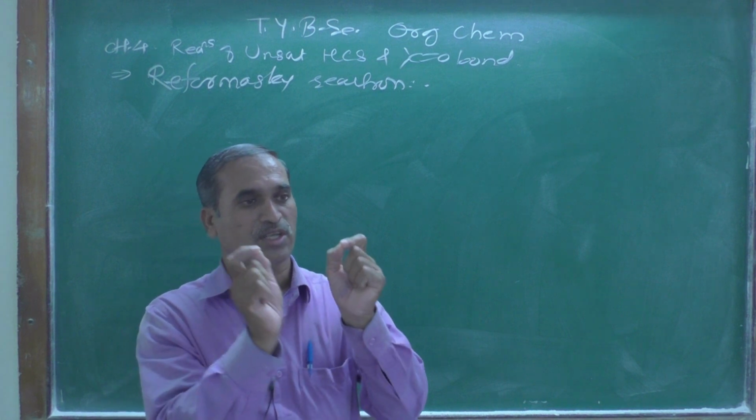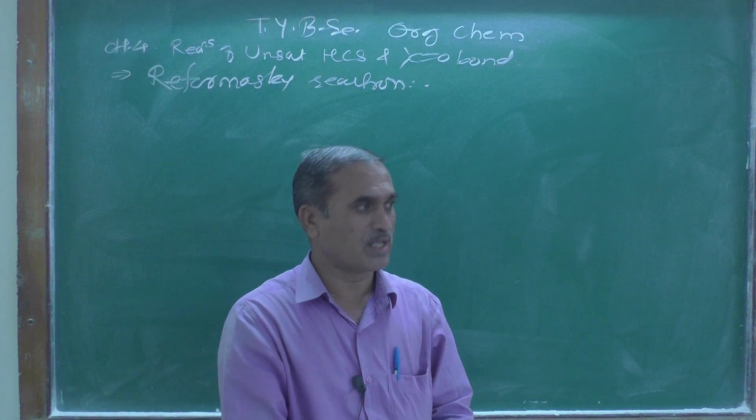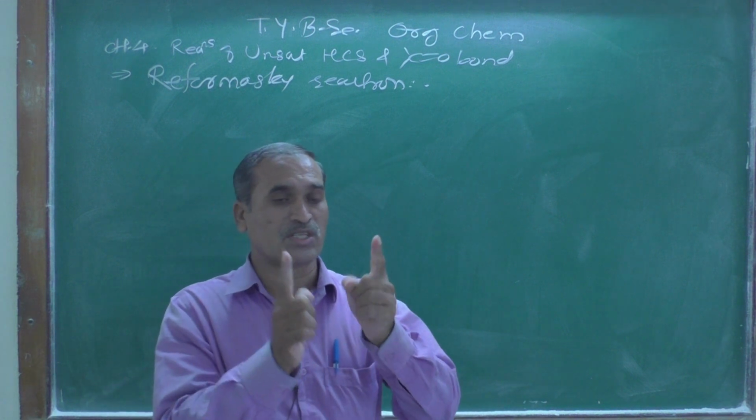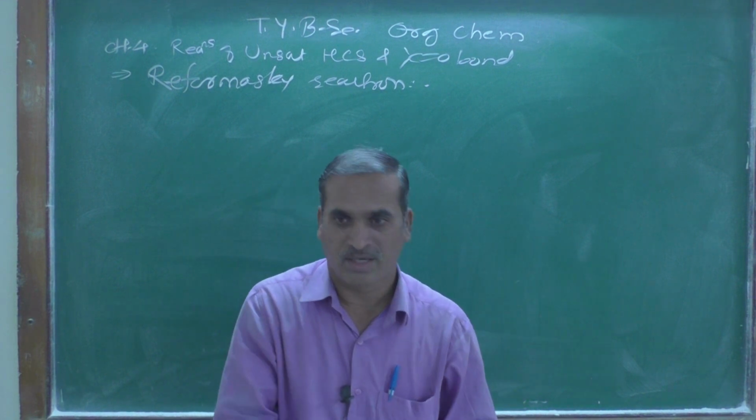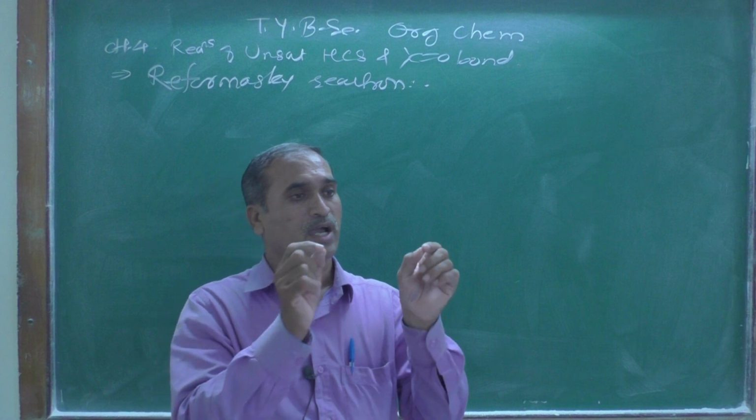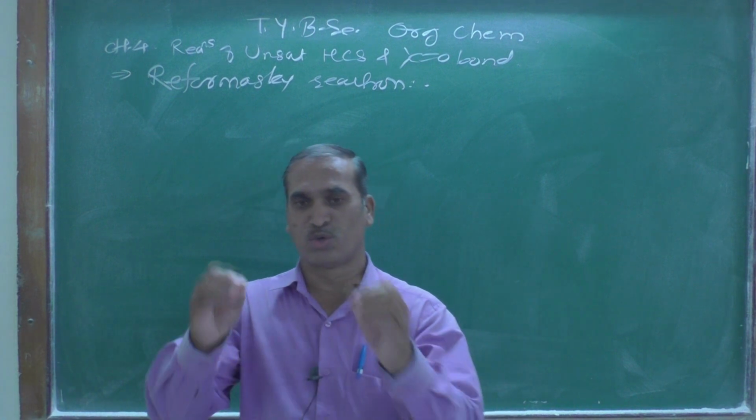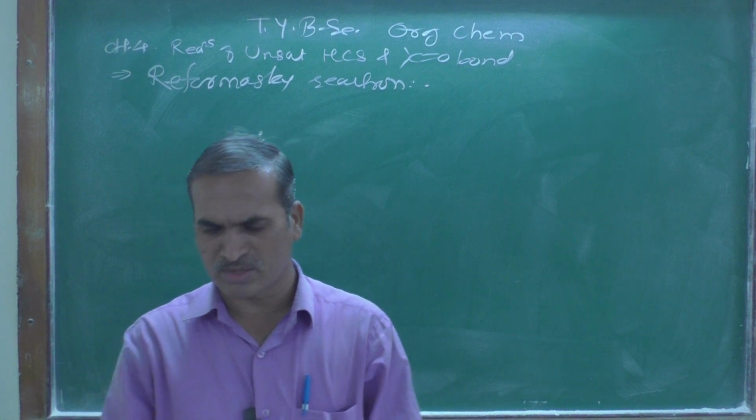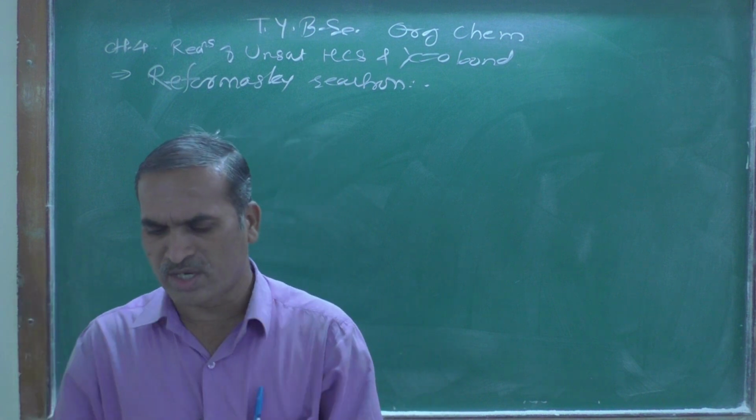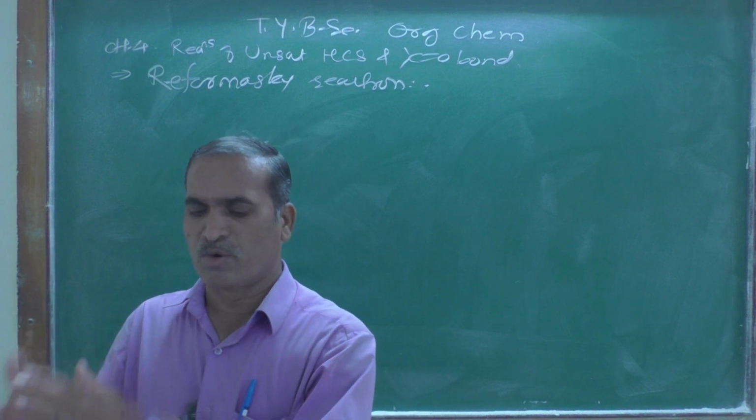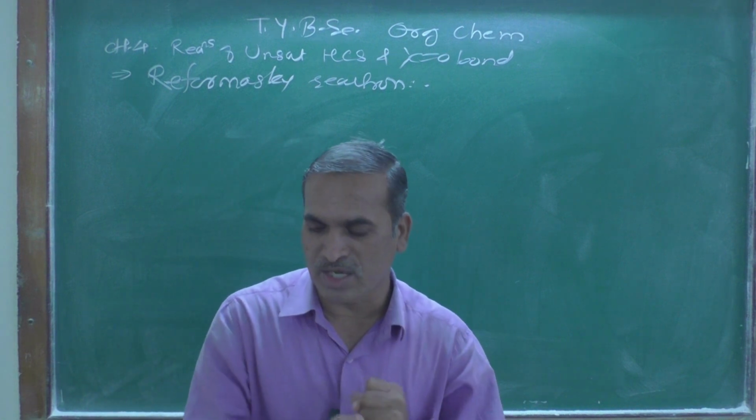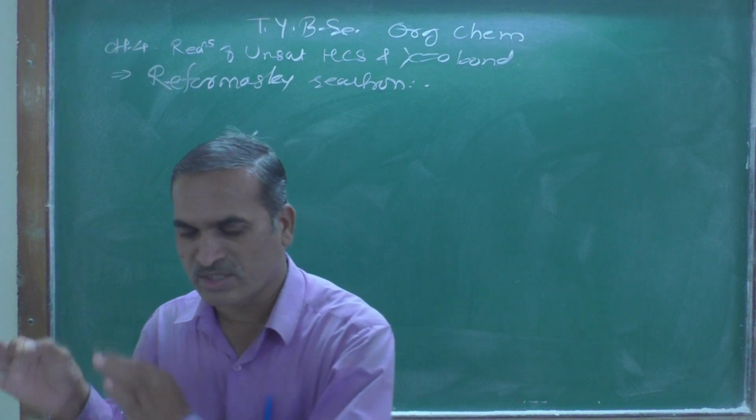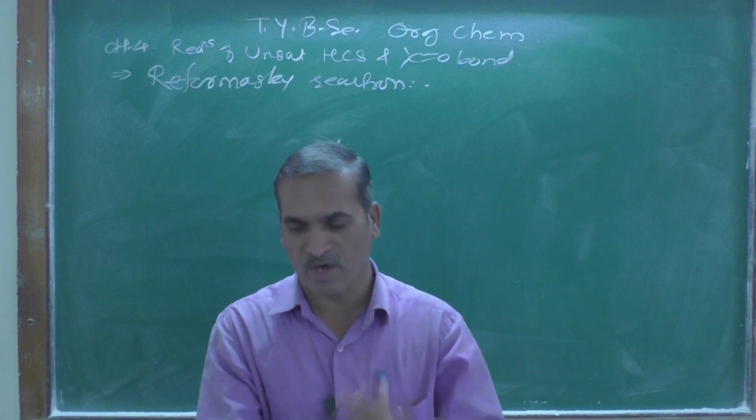The reaction is carried out in presence of zinc, followed by hydrolysis. The resulting compound obtained in this reaction is a beta hydroxy ester. Understood this one? Reformatsky reaction means what? When an aldehyde or a ketone is treated with alpha bromo ester in presence of zinc, after acid hydrolysis it gives a beta hydroxy ester, which is known as the Reformatsky reaction.